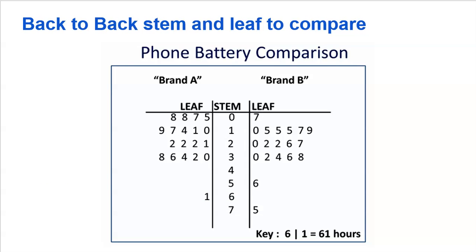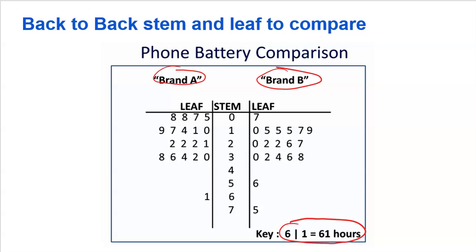Here's another one. This is called a back-to-back stem plot that allows us to compare the same variable across 2 populations. So here the question was, how many hours does a battery on a phone last until it dies? We have brand A, maybe this is our Samsung Galaxy Plus. Brand B, maybe that's our iPhone, who knows? But again, now we see leaves on the left, another set of leaves on the right. But the key here is really important.